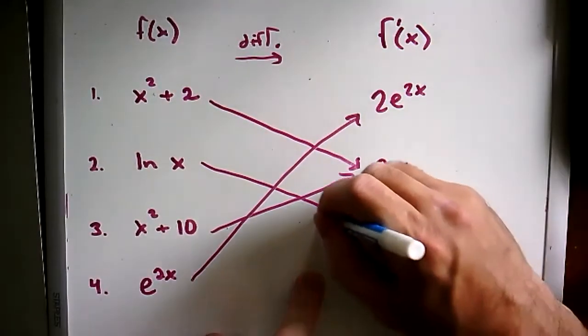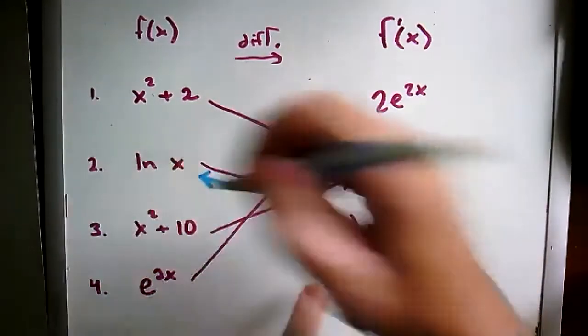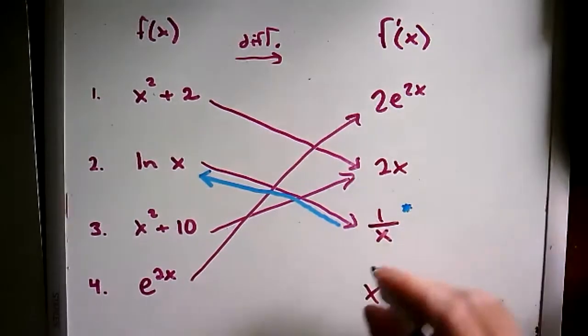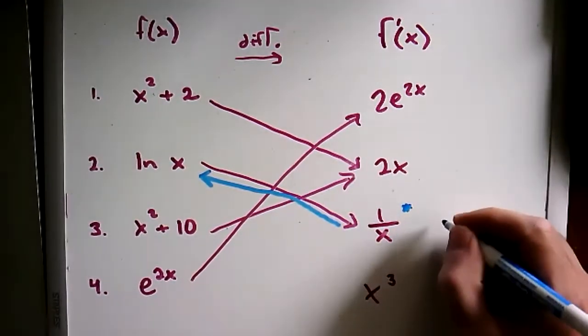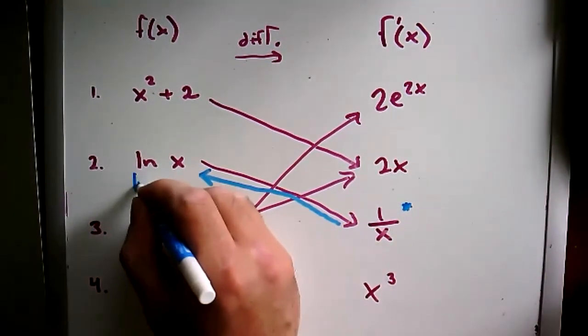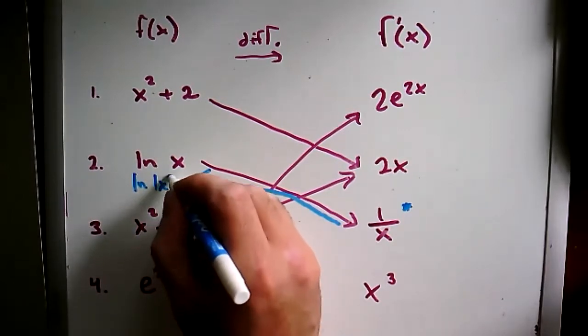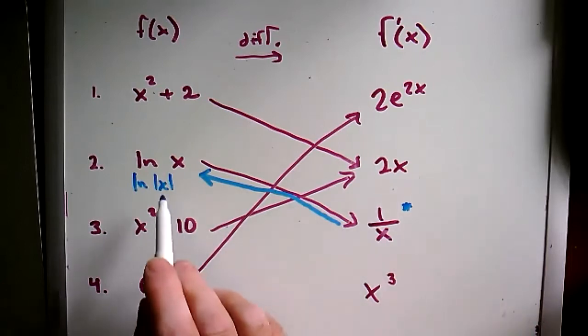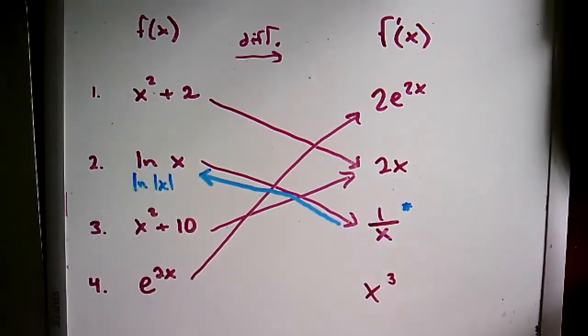So I could draw an antiderivative back from 1 over x to ln x. And I'll actually make a little star here. Truly, the antiderivative of 1 over x is natural log of absolute value x. And that's just because we're allowed to plug in negative numbers to 1 over x, but we're not allowed to plug in a negative number to the natural log function. So that's one small detail there.